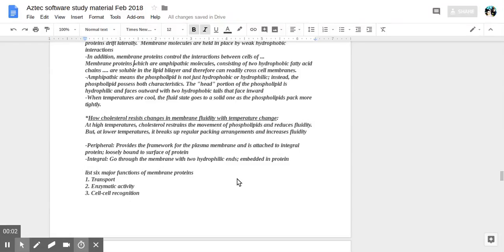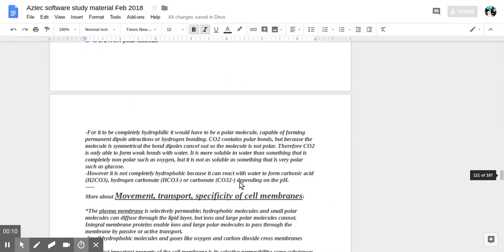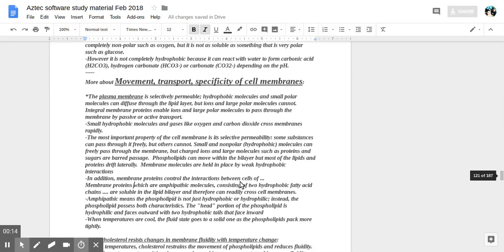Hello, guys. We're continuing with life science in a nutshell, my notes, study materials. So, we were going over the section of movement, transport, and specificity of cell membranes.